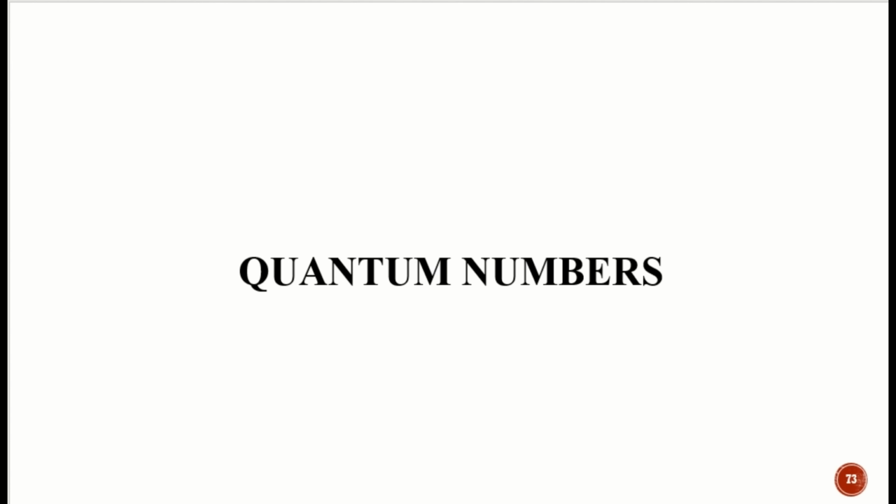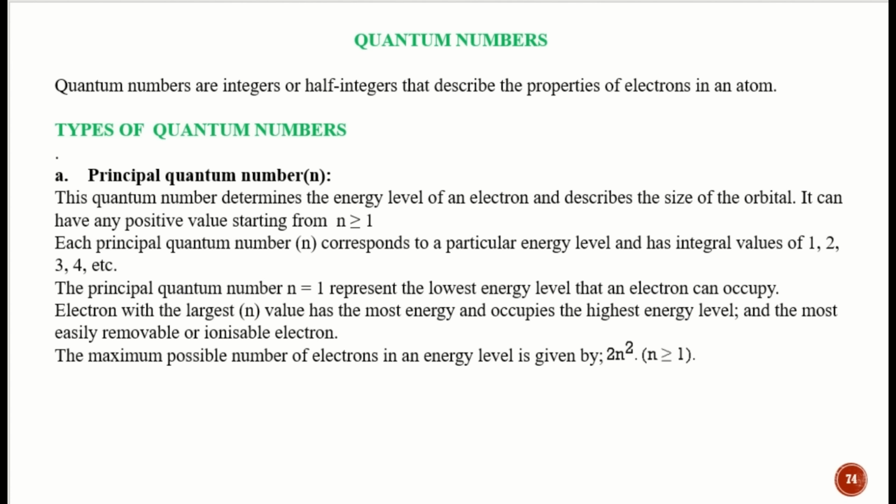Let's look at quantum numbers. Quantum numbers are integers or half integers that describe the properties of an atom. There are various types of quantum numbers. We'll be looking at 4 main types. We have the principal quantum number, the angular momentum or azimuthal quantum number, the magnetic quantum number, and the spin quantum number.